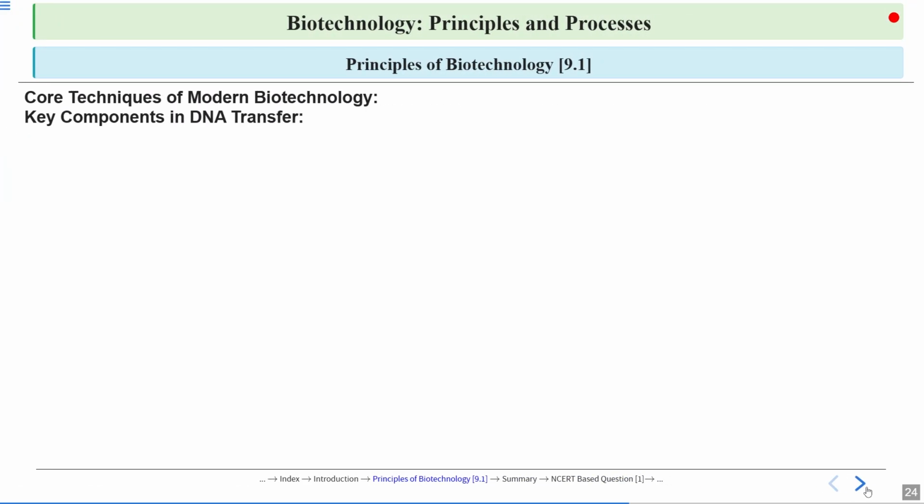So, what are the key components in the DNA transfer? After the making of this recombinant DNA, which includes, I'm repeating it again and again, the antibiotic resistance gene and the native plasmid of this Salmonella typhimurium, we need something to transfer it to our host organism, the organism that is going to replicate it.